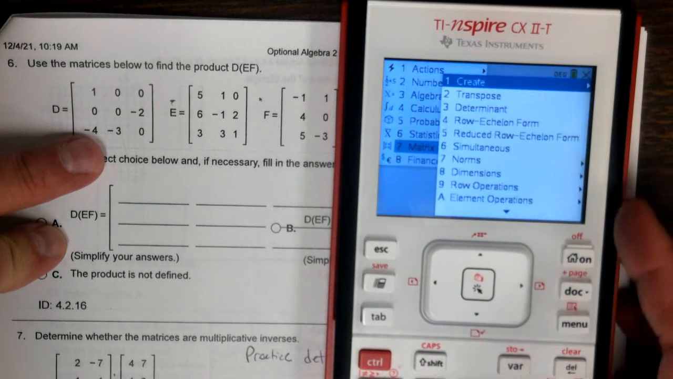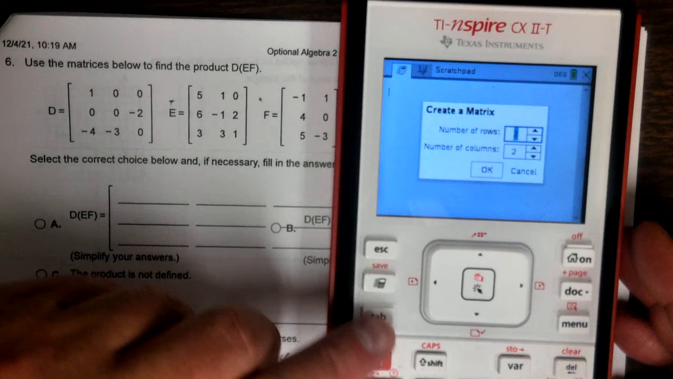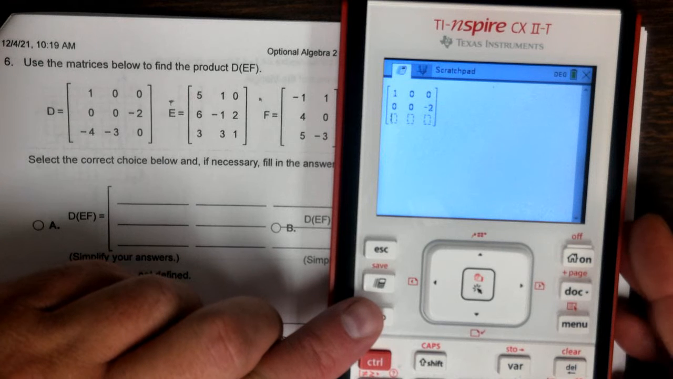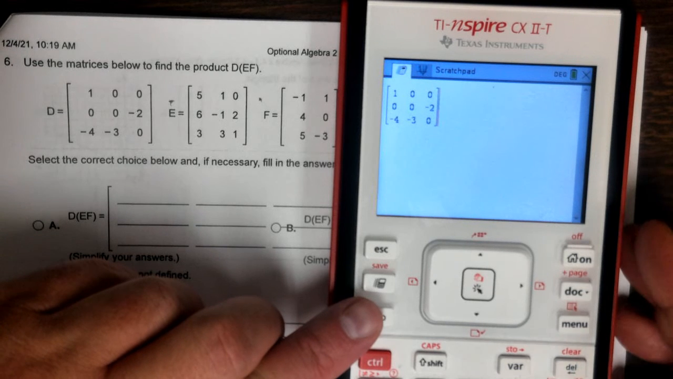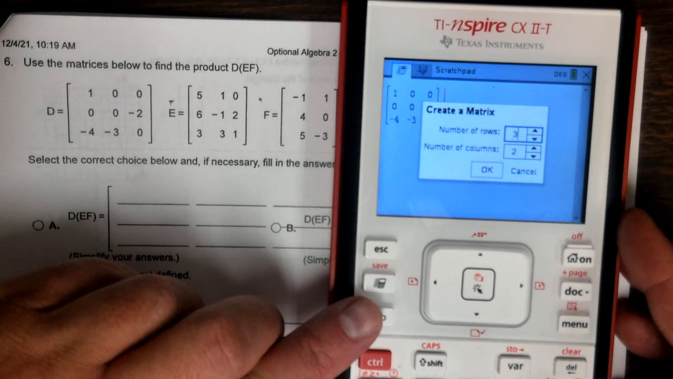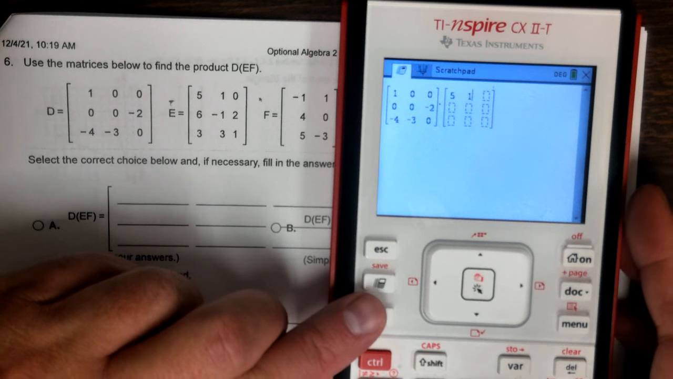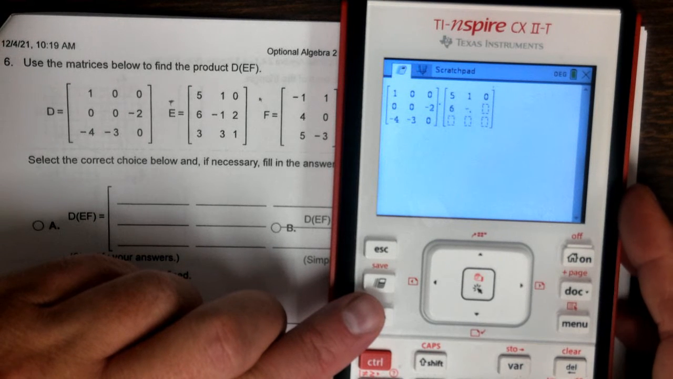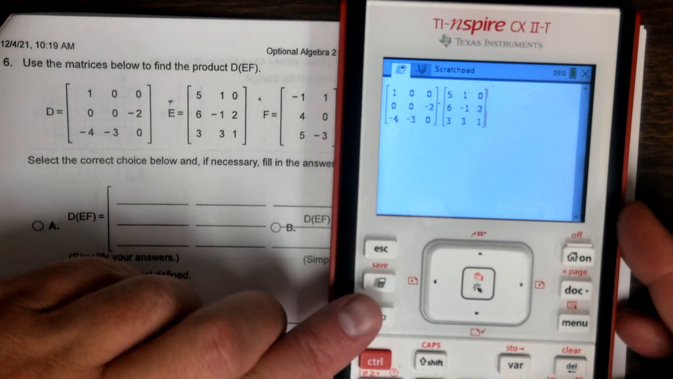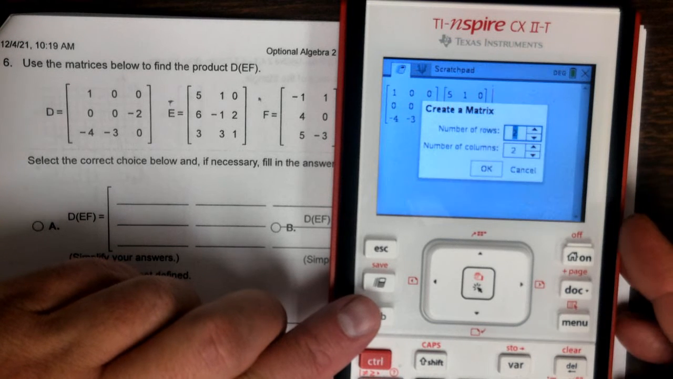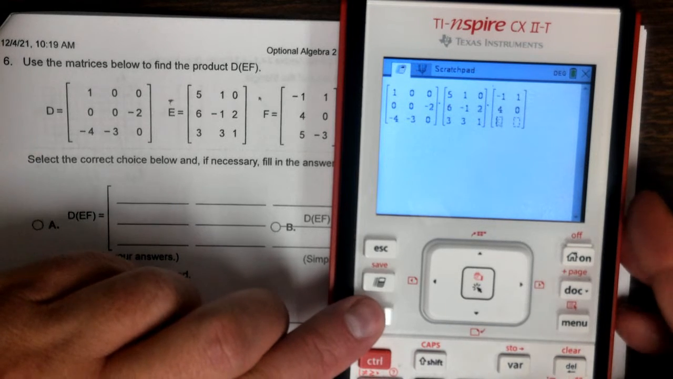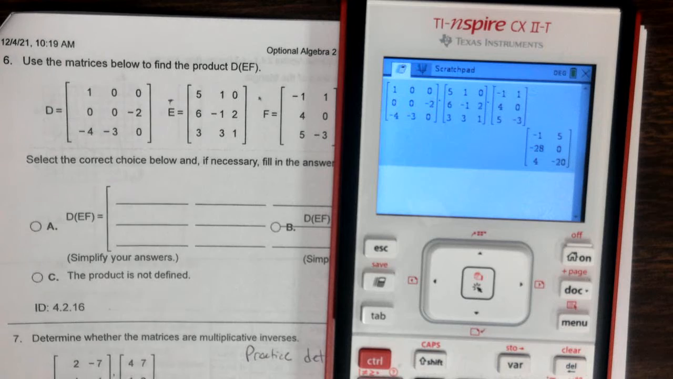So you get a 3 by 3 matrix, 1, 0, 0, 0, 0, negative 2, negative 4, negative 3, 0, times the matrix that's a 3 by 3, 5, 1, 0, 6, negative 1, 2, 3, 3, 1, and also times the matrix that's a 3 by 2 matrix, negative 1, 1, 4, 0, 5, negative 3. Okay, so that's your answer.